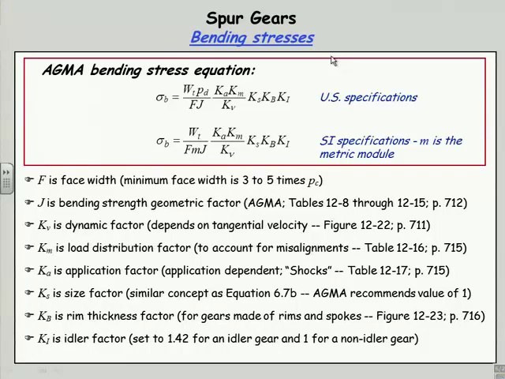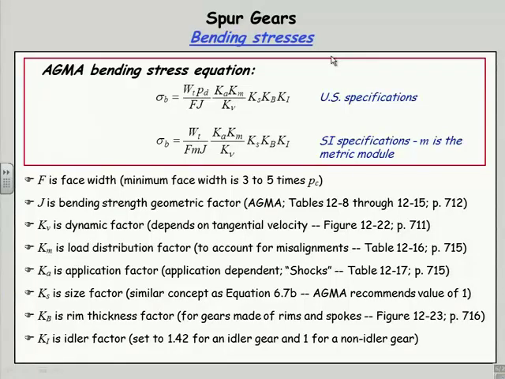Ks is size factor, which is the same idea as we did in Chapter 6, where we're using data that's based on a 3/10 of an inch diameter test specimen, and we decide that if our piece is bigger in physical size, there's a greater likelihood of flaws being present in the cross-section, and so we factor down the numbers by some amount to account for that. This is a similar concept.